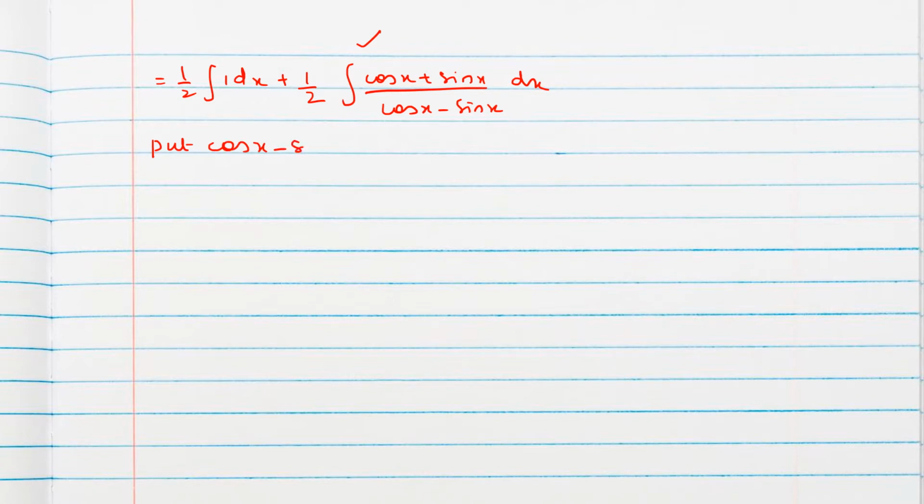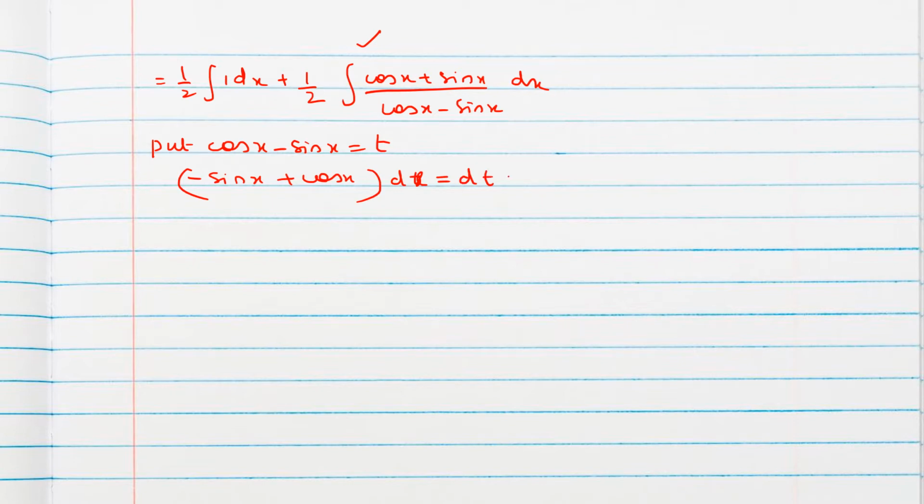So half integral 1 dx. This half is with both the integrals. So cos x plus sin x divided by cos x minus sin x. Okay. Now for this integral we'll use substitution method. Put cos x minus sin x as t. So minus sin x plus cos x dx is equal to dt.